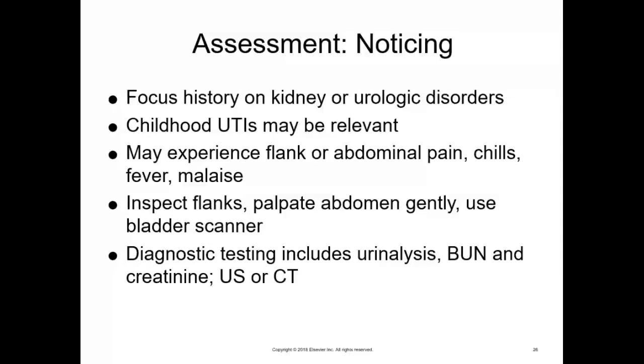Inspect each flank to identify asymmetry, which may occur with kidney mass, and gently palpate the abdomen to locate areas of tenderness. Palpate and percuss the bladder to detect distension or use a bedside bladder scan. Gentle pressure on the abdomen may cause urine leakage, which reflects a full bladder and possible obstruction.